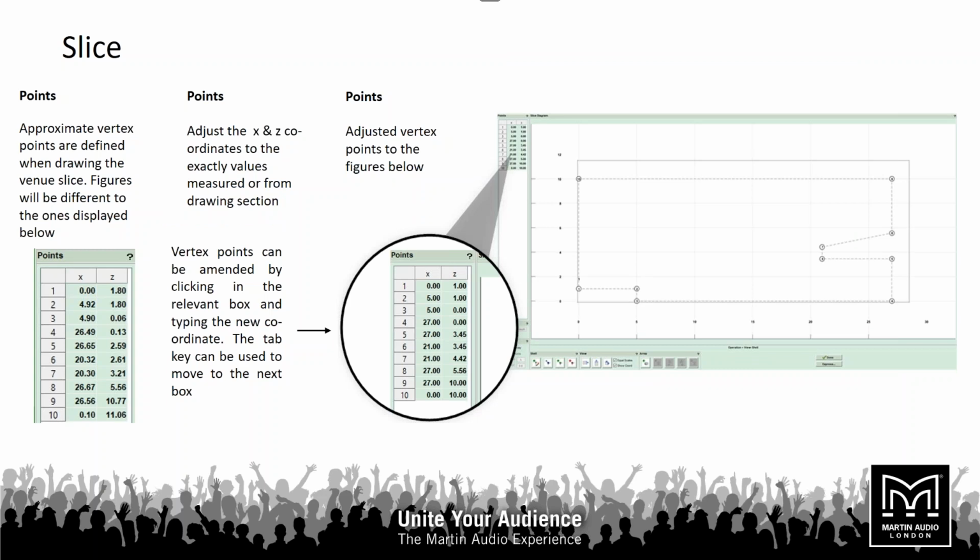So the points. We have approximate vertex points to define when drawing the venue slice. Figures will be different to the ones displayed below. And we can adjust the X and Y coordinates to the exact values measured or from the drawing section. We can see the adjusted vertex points below. On the left here we can see this is roughly drawn. Then we've edited them so they are in keeping with the drawing or true measurements of the venue. We do this just by clicking on the first one and we can tab along nice and easily.